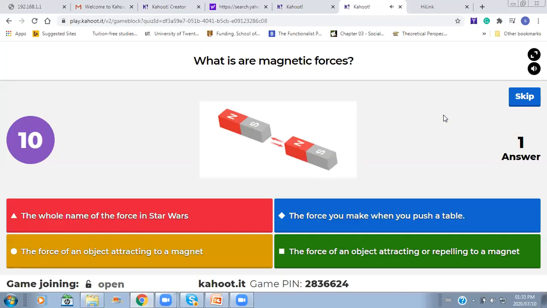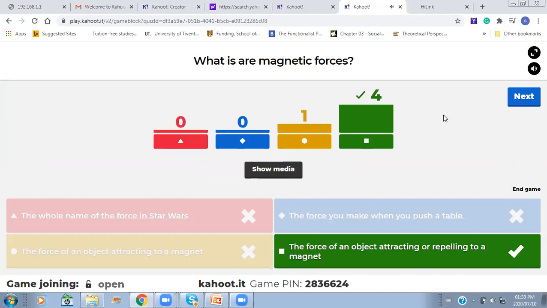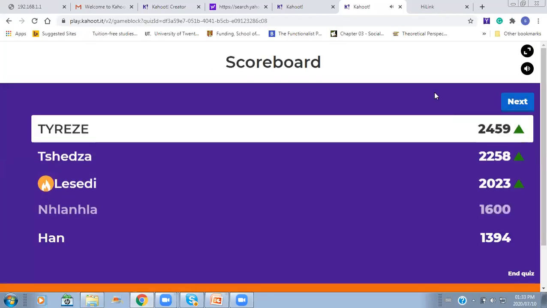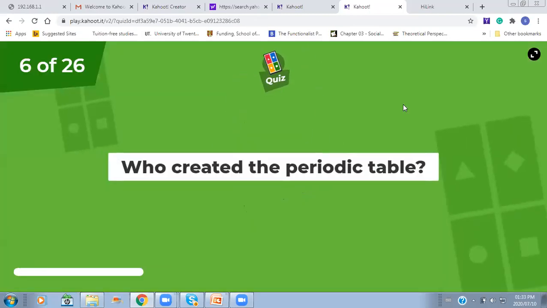What is magnetic force? You remember magnetism, you did it? Perfect. Let's see. We have 4 people who got it right. The one who got it first is Tyrese. All right, no problem. Let's go on to the next.